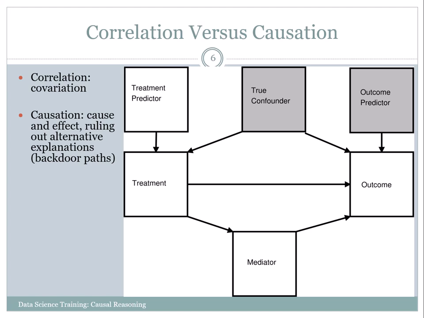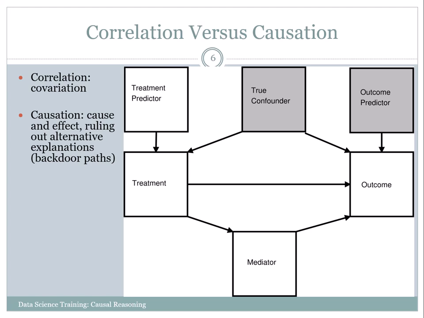outcome. This means that this confounder has an effect on the selection mechanism for treatment, so it influences who receives the treatment. And it also has a causal effect on the outcome, so it influences the outcome.